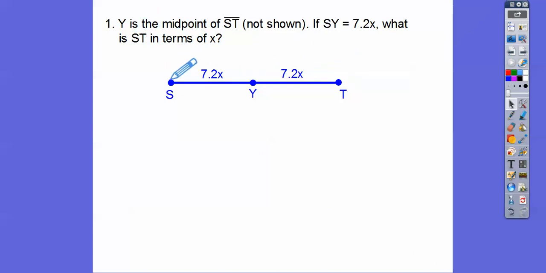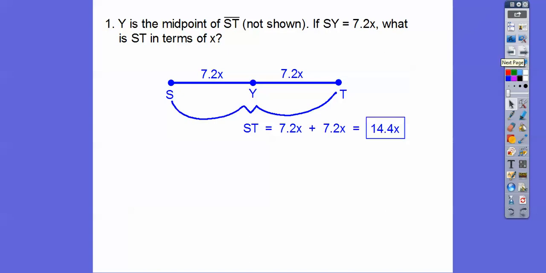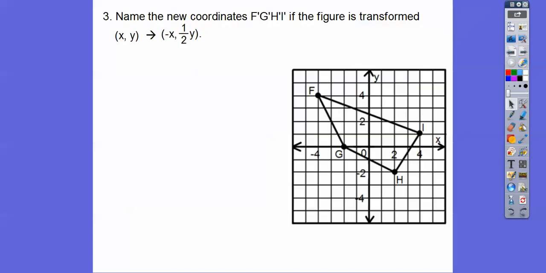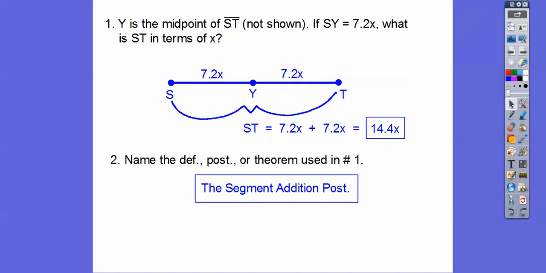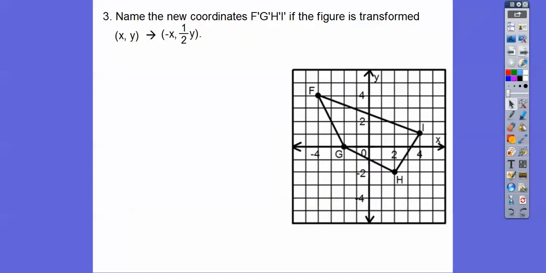By the segment addition postulate, this piece plus this piece equals the entire piece. So what we're going to do is let that be there and just add them together. 7.2x plus 7.2x is 14.4x. Okay, that's your answer. Name the definition, postulate, or theorem that we use: the segment addition postulate. Whoops, I went too fast. Sorry, I have a mouse that double clicks sometimes.